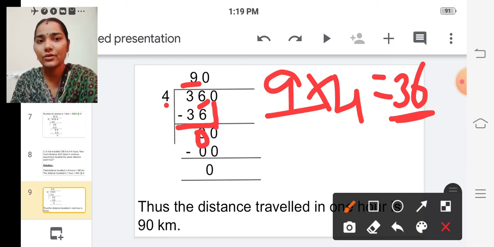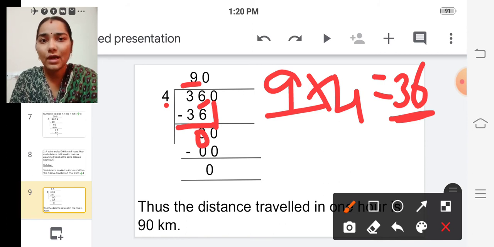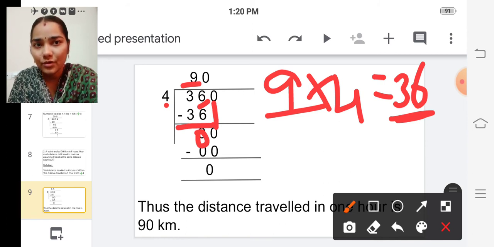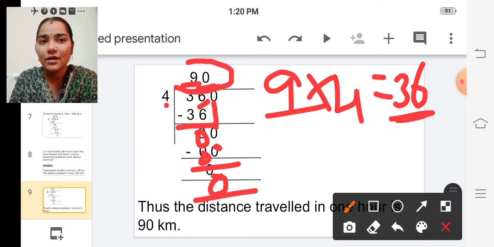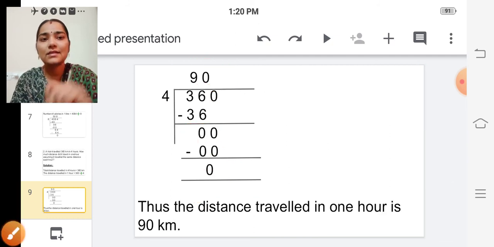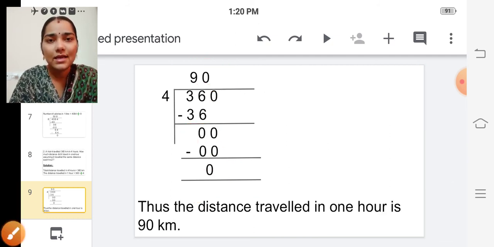So what we have to do? We have to put 0 in the quotient. Again, 0 fours are 0, so the answer is 0. So we cannot divide any further. So in 1 hour, how much distance did the train travel? 90 kilometers, isn't it? Thus the distance travelled in 1 hour is 90 kilometers.